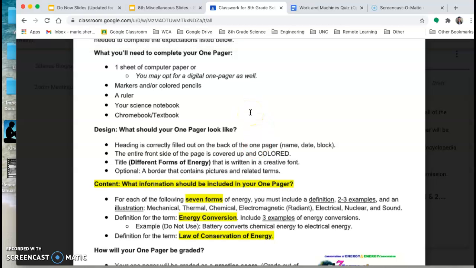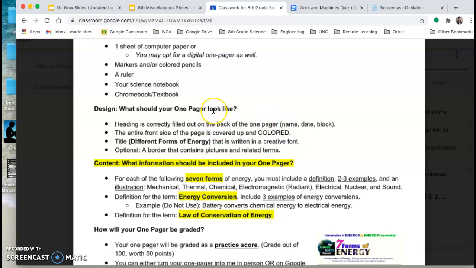Because there are a handful of learners who are in person and a handful who are remote, I am allowing students a digital option for this one-pager, but you can also do the traditional paper one-pager as well, especially if you have those supplies at home. For my in-person learners, there will be supplies on the desk next to my podium that you can borrow if you decide to do a paper one-pager.